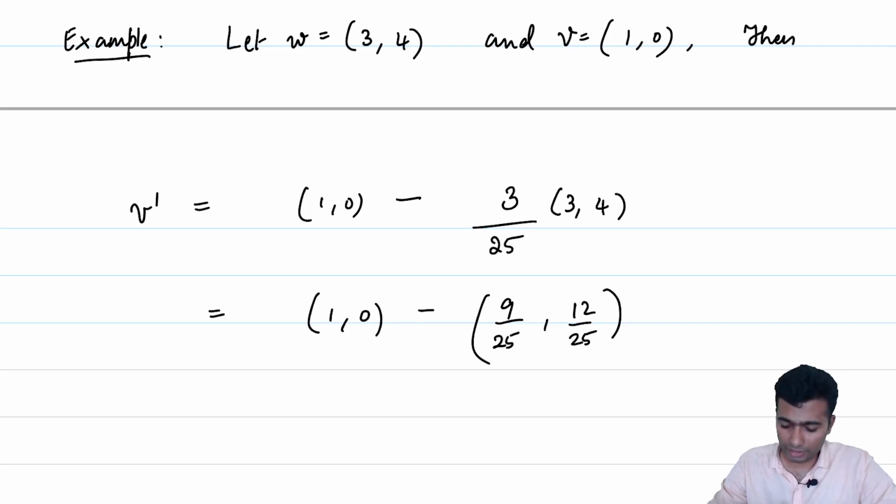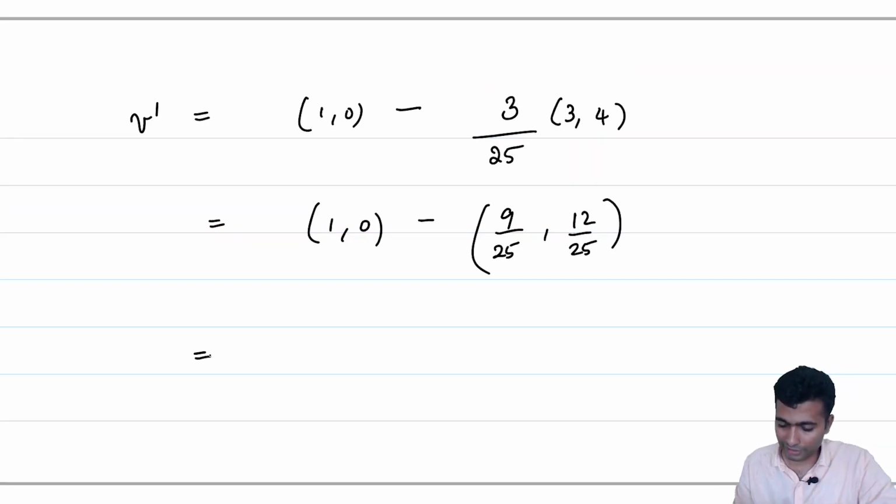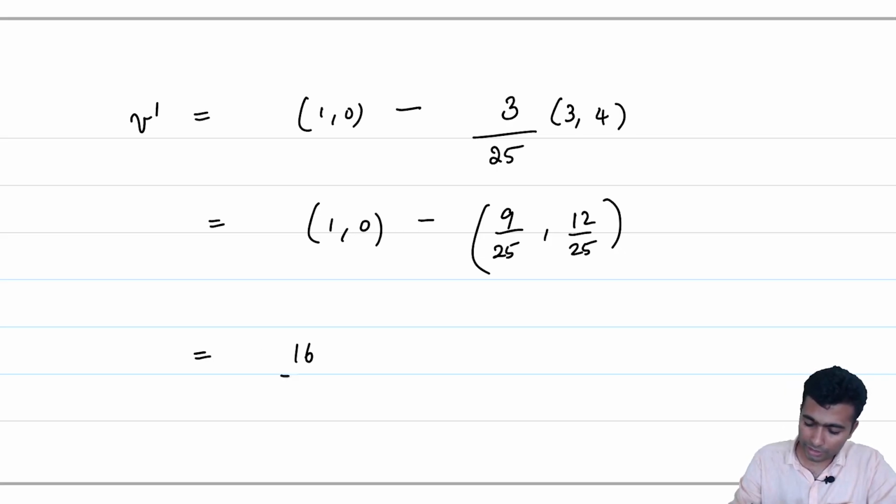Yeah, we are doing it right. Let us see if my intuition has anything to do with it. It might be wrong. Let us see. 1 minus 9 by 25 will just be 16 by 25, and the other one is just minus 12 by 25.